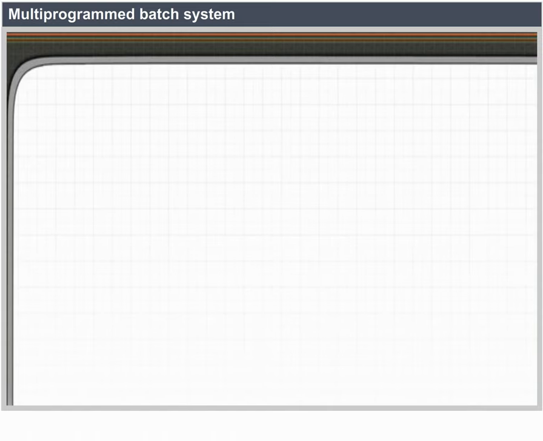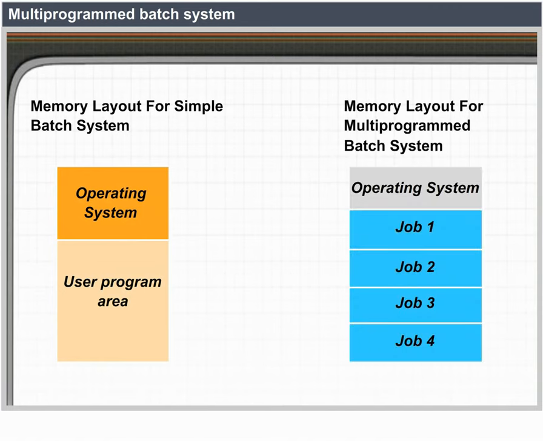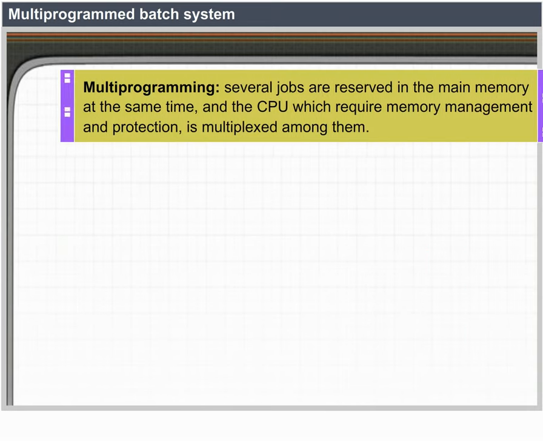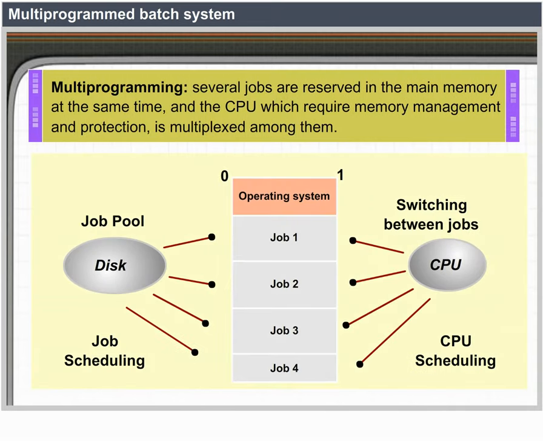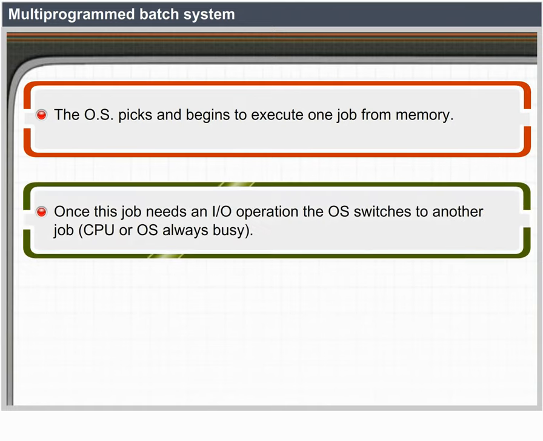Multi-programmed batched system. Memory layout for simple batch system. Memory layout for multi-programmed batch system. Multi-programming: several jobs are kept in main memory at the same time, and the CPU is multiplexed among them, which requires memory management and protection. The OS picks and begins to execute one job from memory. Once this job needs an I/O operation, the OS switches to another job, so the CPU or OS is always busy.